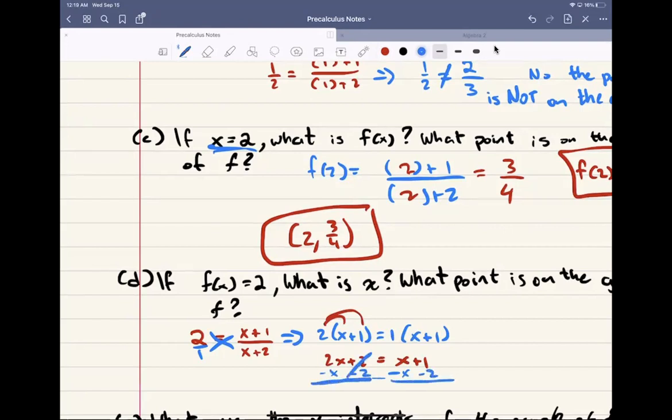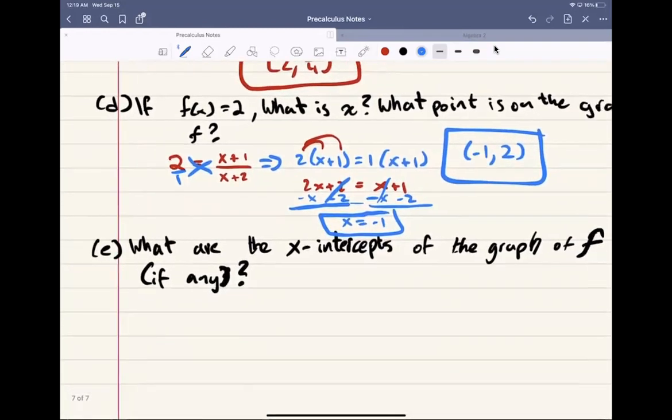This is going to go away. 2x minus x is going to be x. It goes away. 1 minus 2 is negative 1. All right, so that's x equals negative 1. So our point is going to be (negative 1, 2). This is the point that's on f. Okay.